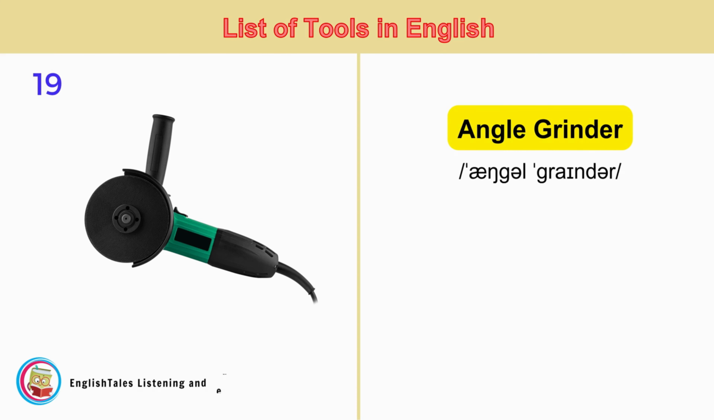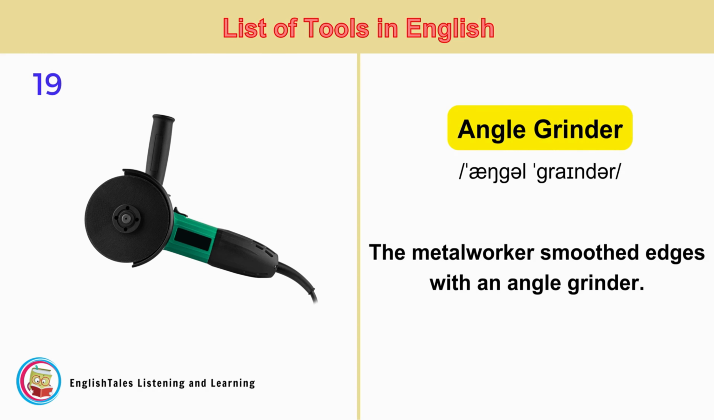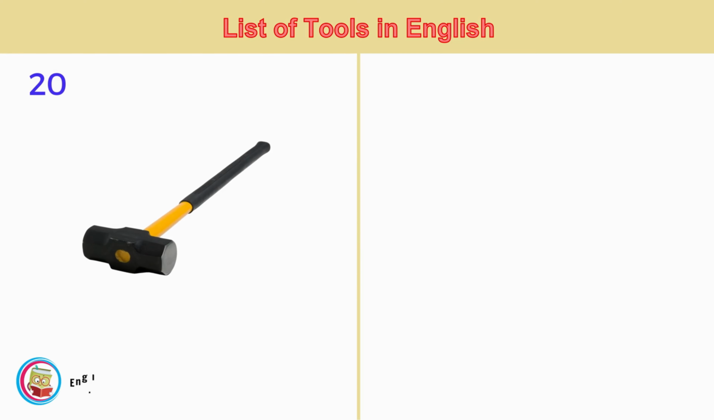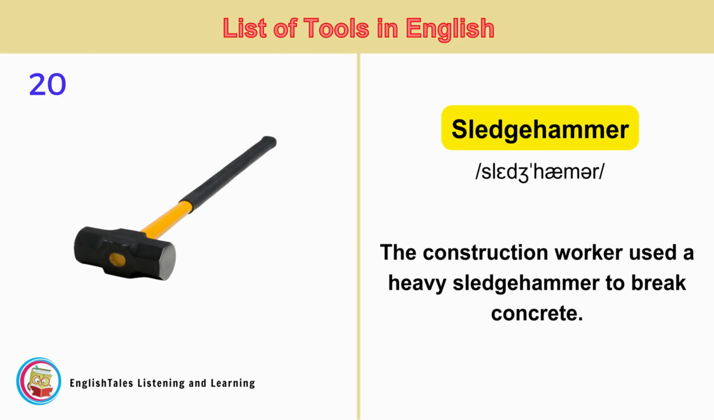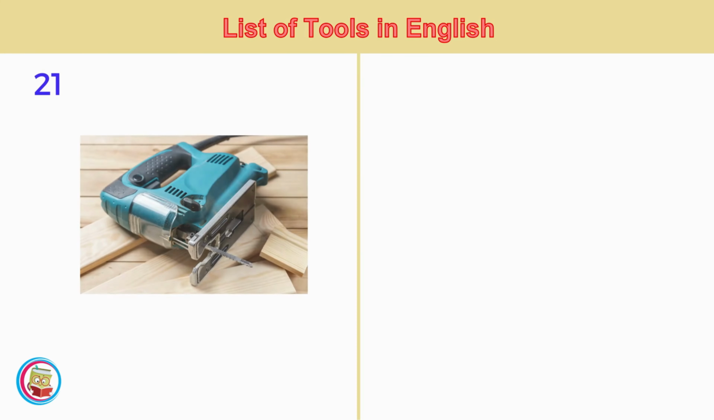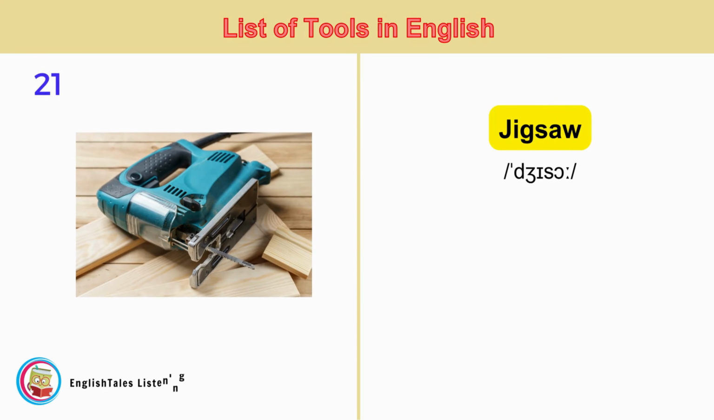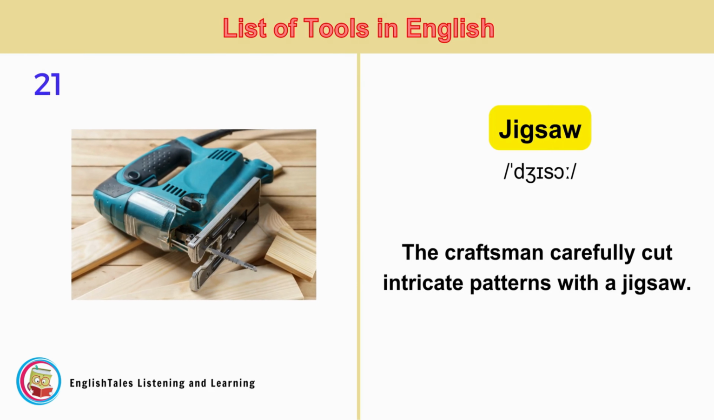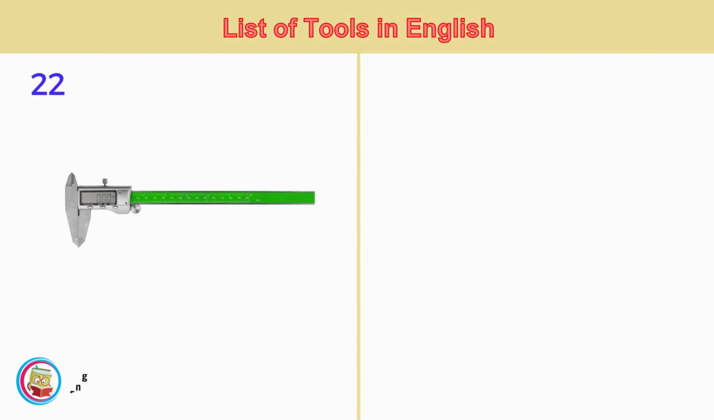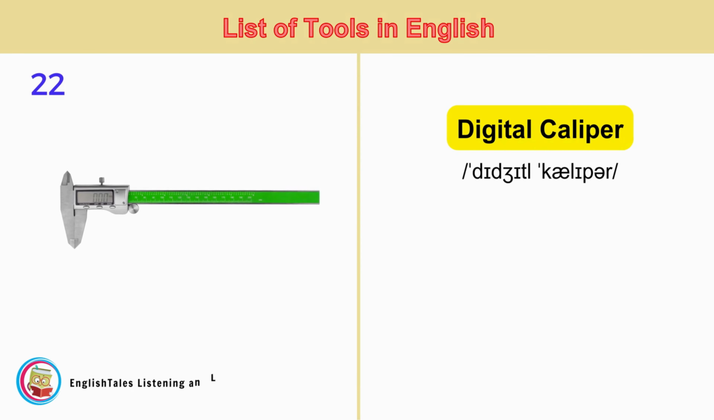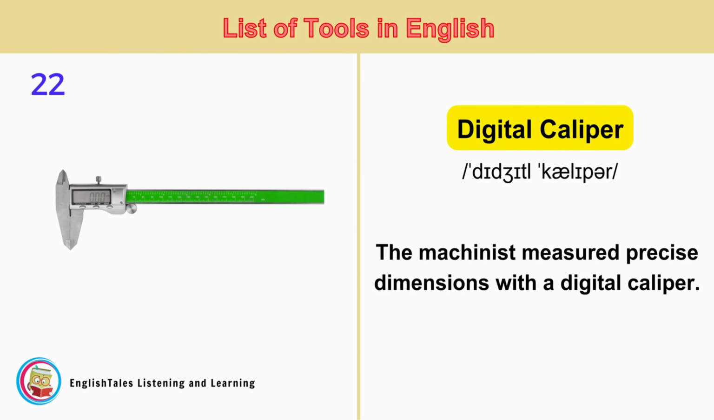Angle grinder. The metalworker smoothed edges with an angle grinder. Sledgehammer. The construction worker used a heavy sledgehammer to break concrete. Jigsaw. The craftsman carefully cut intricate patterns with a jigsaw. Digital caliper. The machinist measured precise dimensions with a digital caliper.